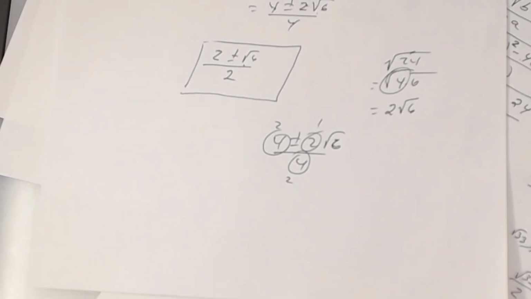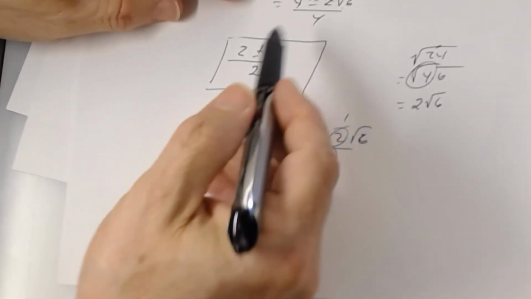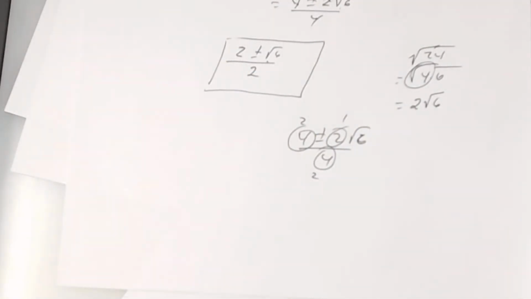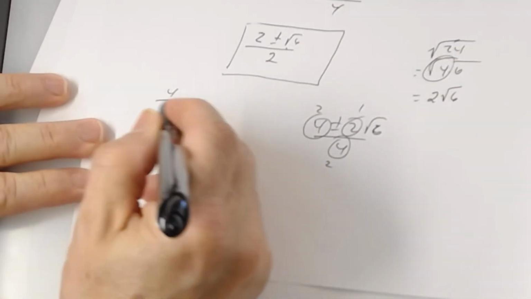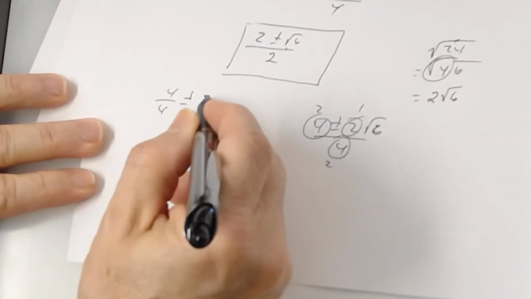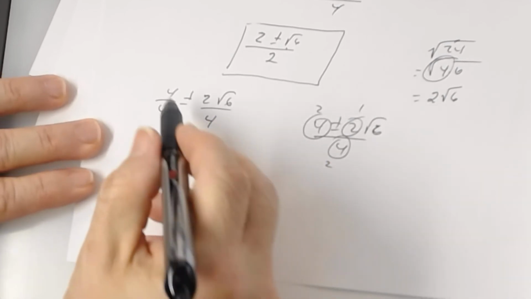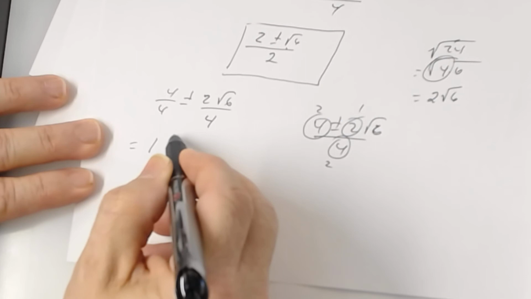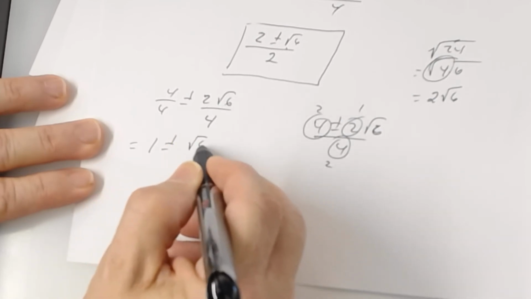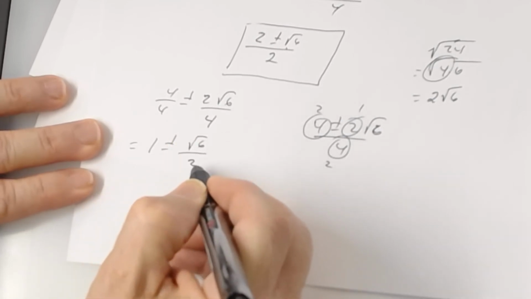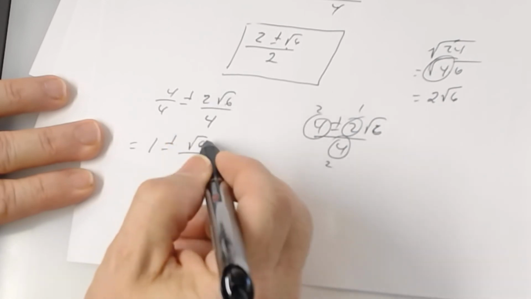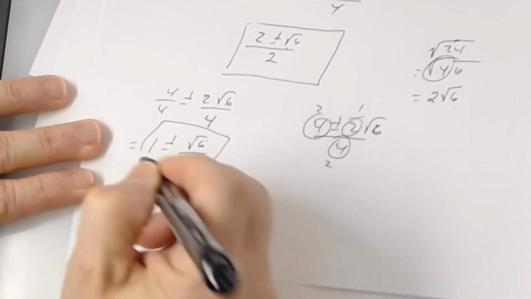So another way you could have done this is to split them as 2 fractions instead. So you could have said 4 divided by 4 plus or minus 2 square root of 6 divided by what? 4. But then you got to reduce. What's 4 divided by 4? 1 plus or minus, and this becomes square root of 6 over 2. 2 fourths is 1/2, right? So that's another way you can write these answers.